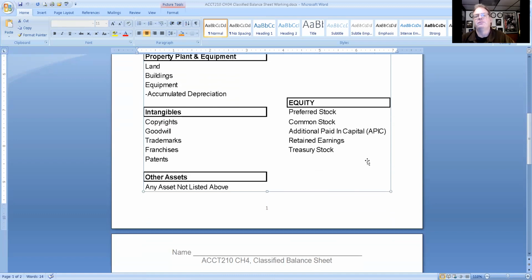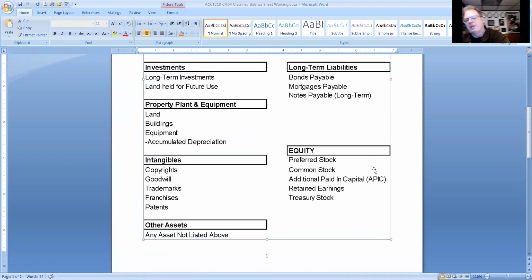Equity section. We'll talk more about this later on. But the equity section, we have stock. We're used to common stock. There's another kind of stock called preferred stock. It's kind of a wacky stock. Doesn't have any voting rights and gets a set dividend. A lot of companies do not have preferred stock, but common stock they have. Additional paid-in capital, we won't worry about that now. It goes along with the stock.